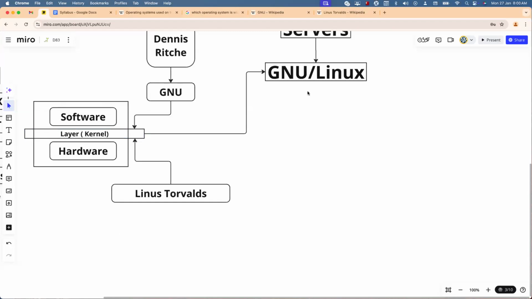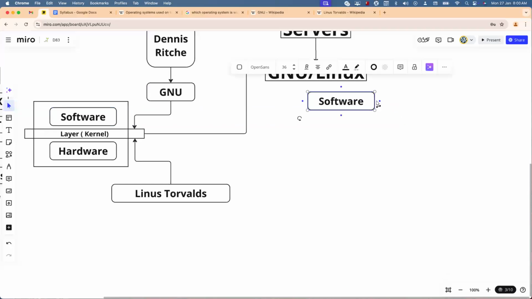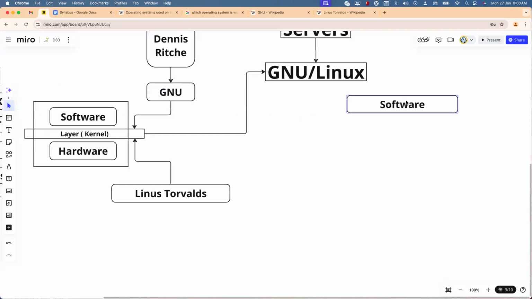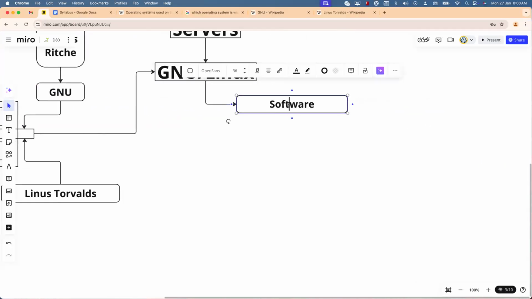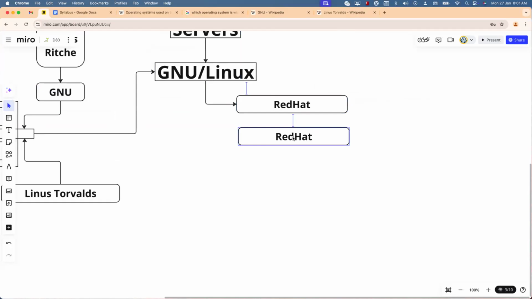However, there are certain companies that come in and make the software. They take the GNU Linux, and on top of it they make certain software to release an operating system. One company that does that is Red Hat, and another company that does that is Debian.